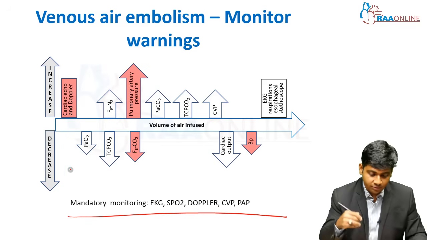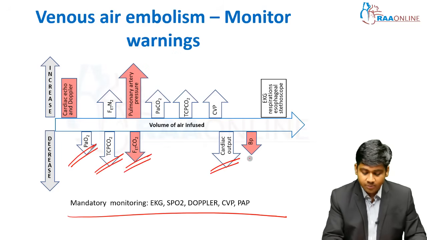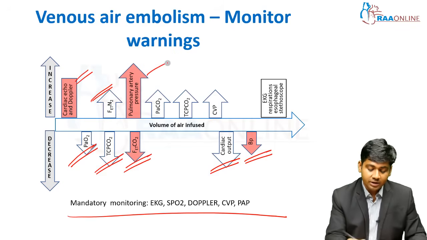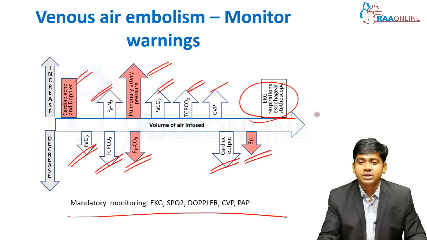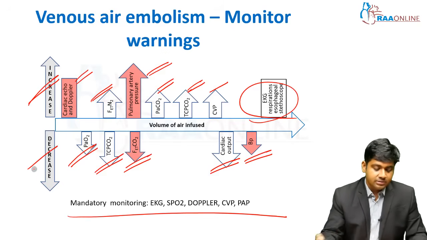So in venous air embolism, what are the things that will decrease? PaO2 will decrease, EtCO2 will decrease, cardiac output will decrease, BP will decrease when we infuse air in the venous system. On Doppler we can easily detect it. Nitrogen will definitely increase, pulmonary arterial pressure will increase, PaCO2 will increase, and CVP will increase. Also with the respiratory or esophageal stethoscope we can easily detect it, as well as through precordial Doppler. So these are the things that increase, and these are the things that decrease.